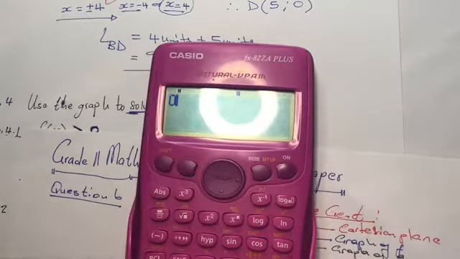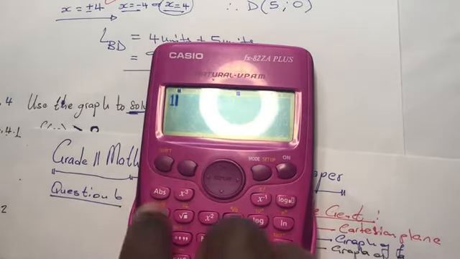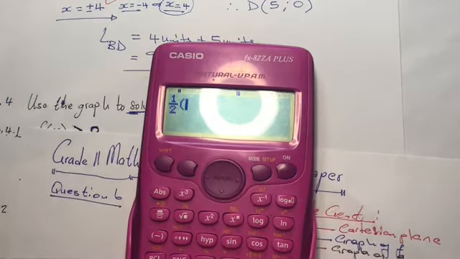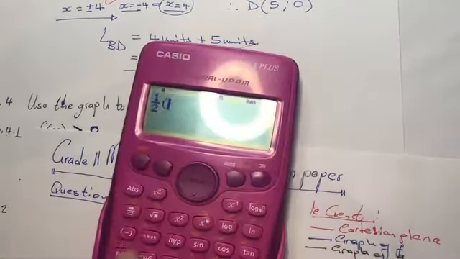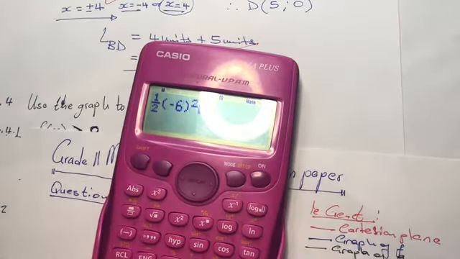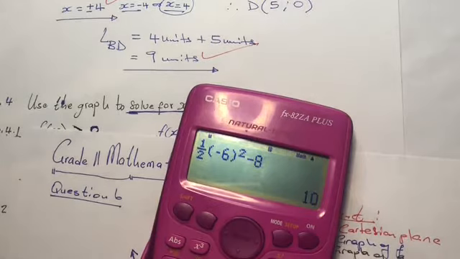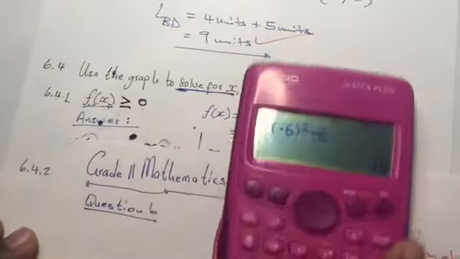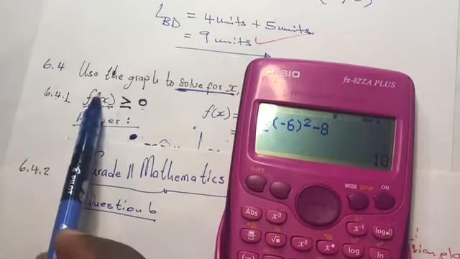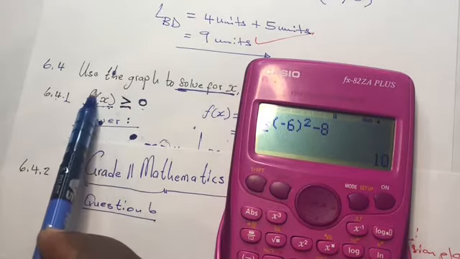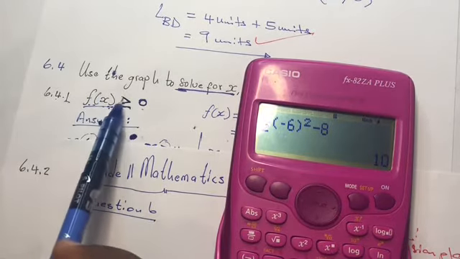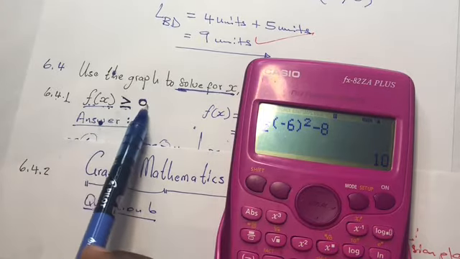Let's see. We start with -6 squared minus 8. Let's see what answer we get. You see, we get a value which is 10. Then we use that value to compare with this statement. Let's see, f of x is greater or equals to 0.